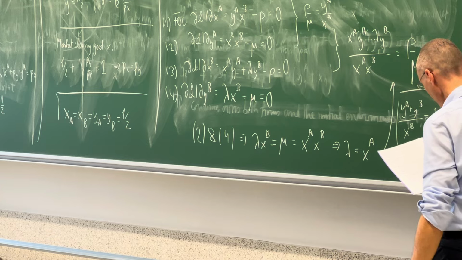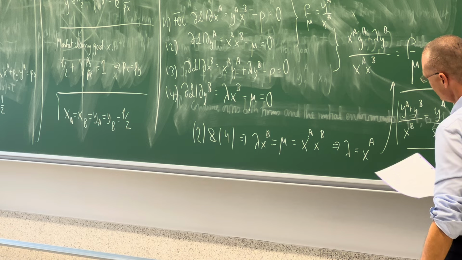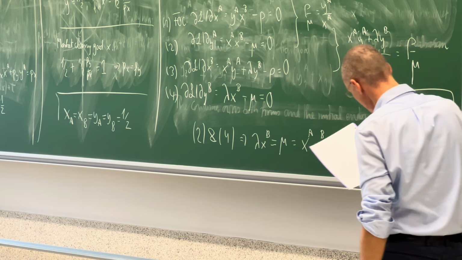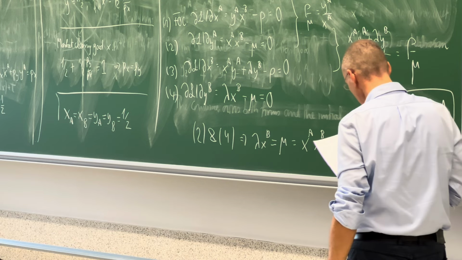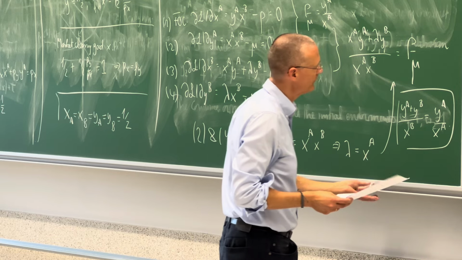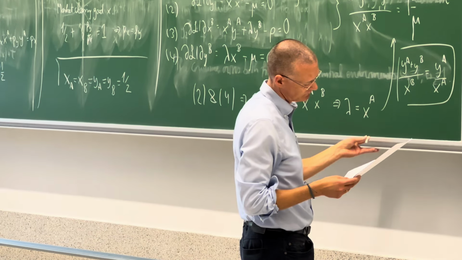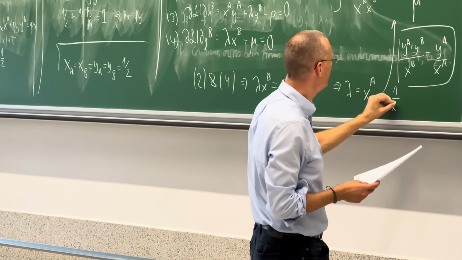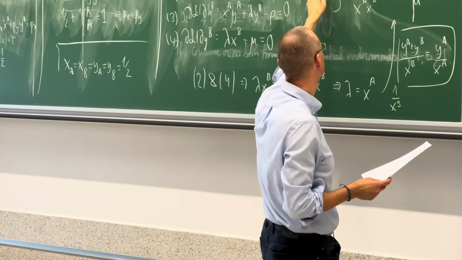This is equal to rho over mu. It is equal to 1 over XB. We also get 1 over XB from this condition here.